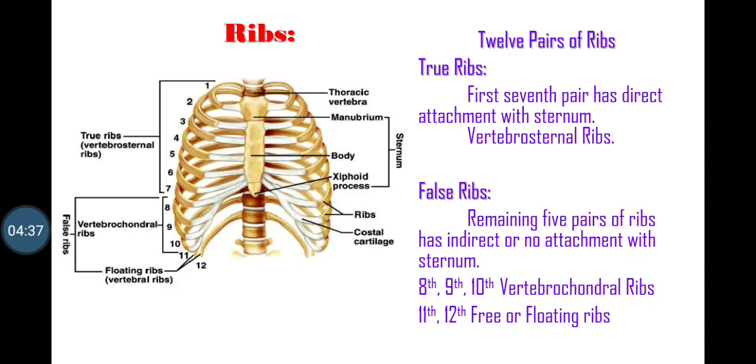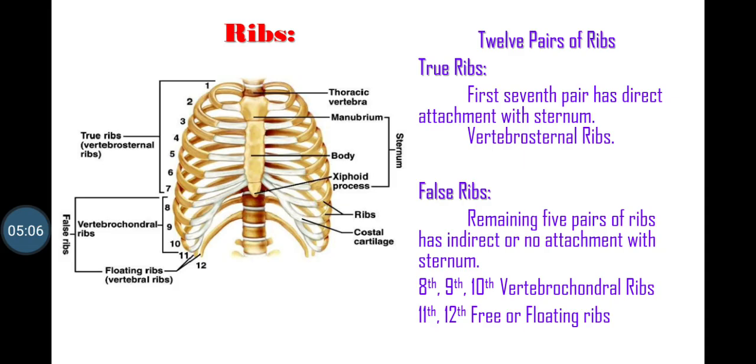12 pairs of ribs are curved bones located serially on either lateral side of the thoracic cage. Ribs provide the attachment between the sternum and vertebral column. Ribs are roughly C-shaped structures. The first 7 pairs of ribs have direct attachment with the sternum by costal cartilage, hence named true ribs. True ribs are also named vertebrosternal ribs.